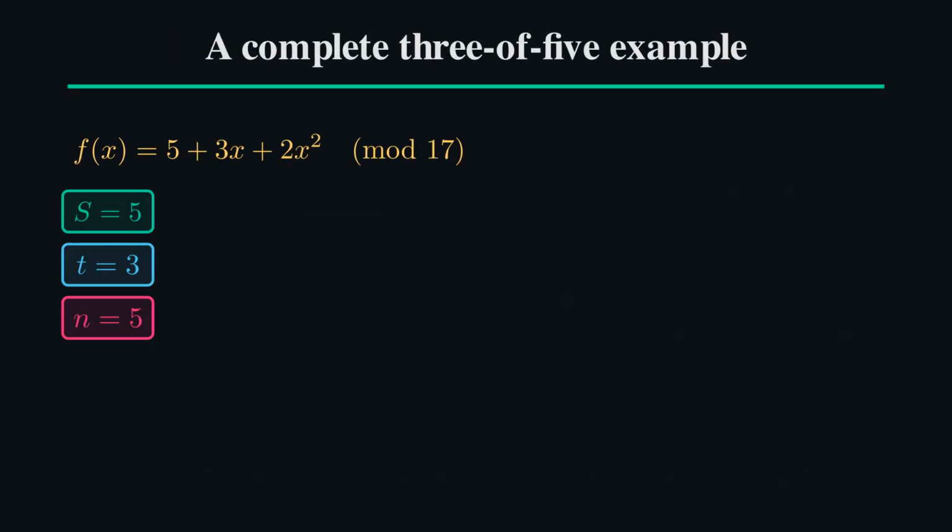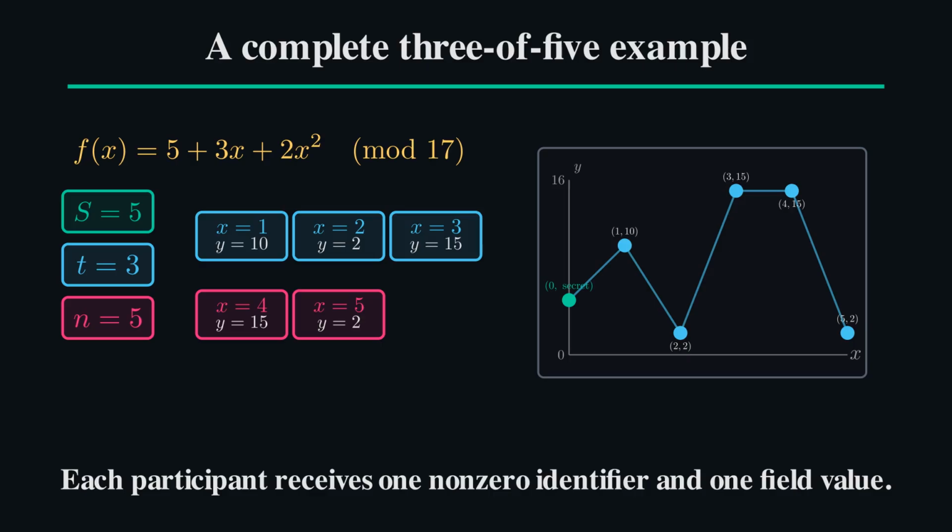Here is a complete toy example. Work in the field modulo 17, set the secret to 5, and use the quadratic f of x equals 5 plus 3x plus 2x squared. Evaluating at x values 1 through 5 gives these 5 shares: 10, 2, 15, 15, and 2. The repeated y values are not a problem. What must be distinct are the x identifiers.